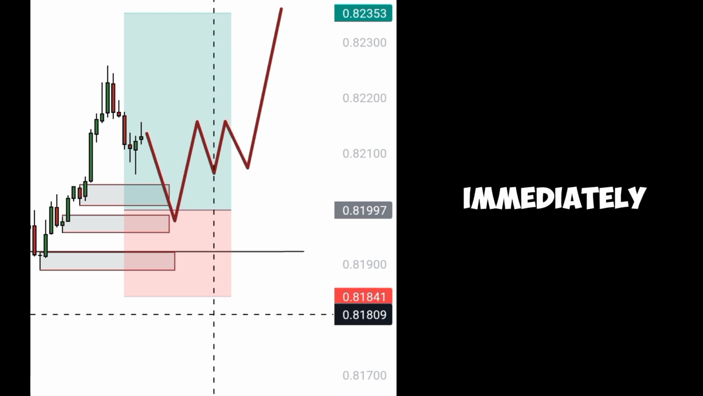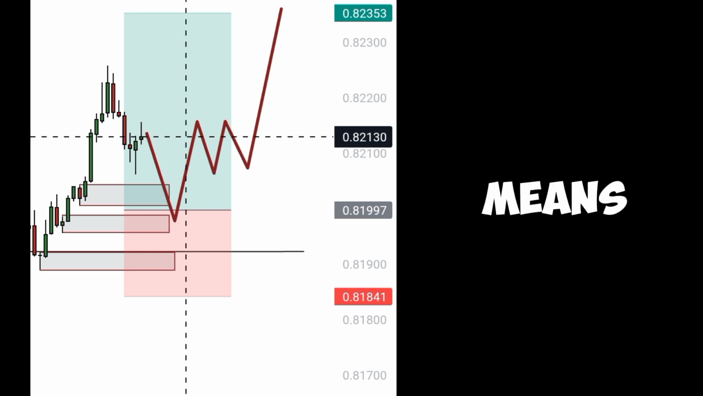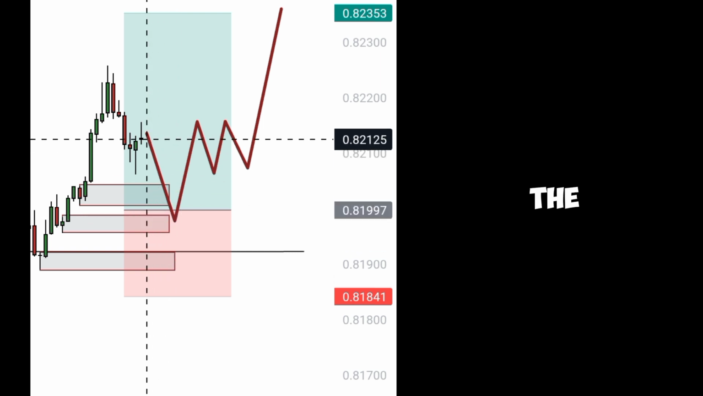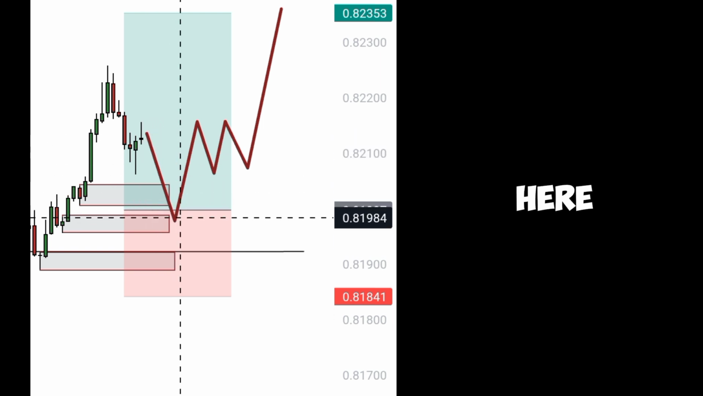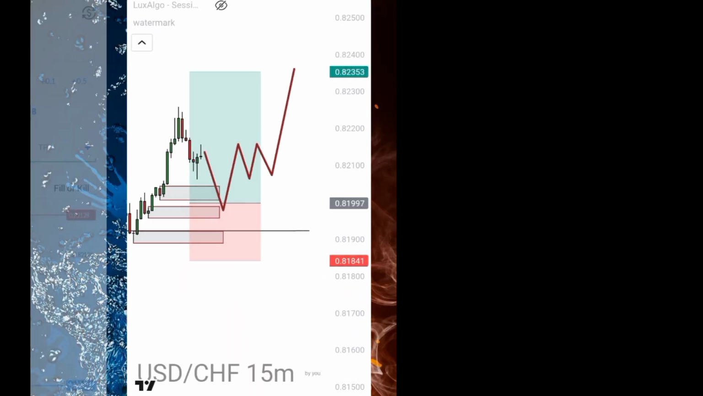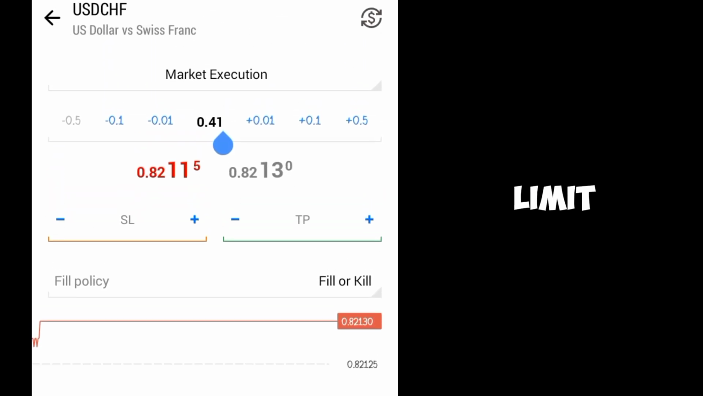Instead of buying immediately, a pending order means that I want to take a trade below the price. So this is the price. I want to take a trade right here, and then I want to target that area. So I'm going to make use of a buy limit.